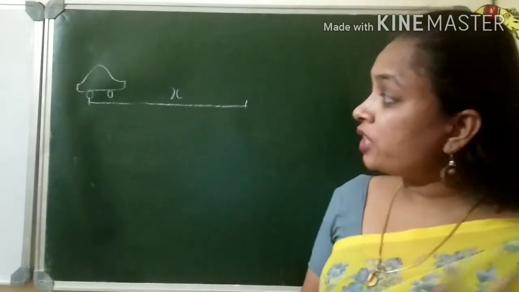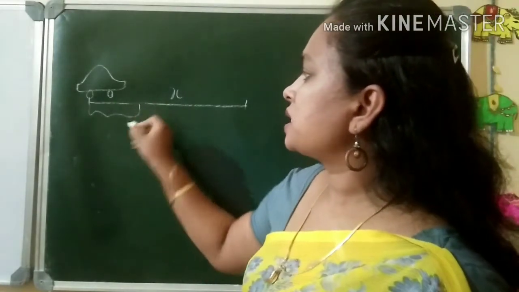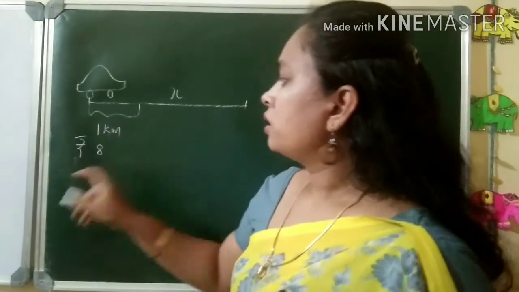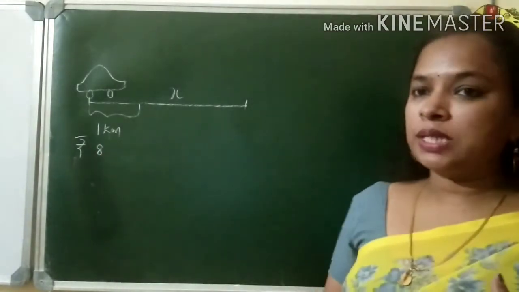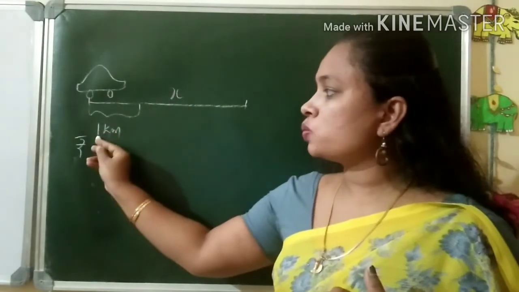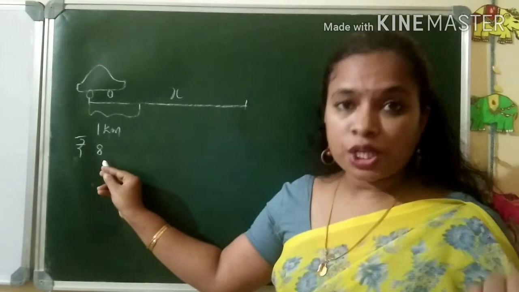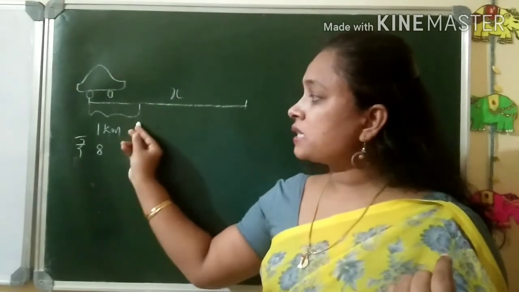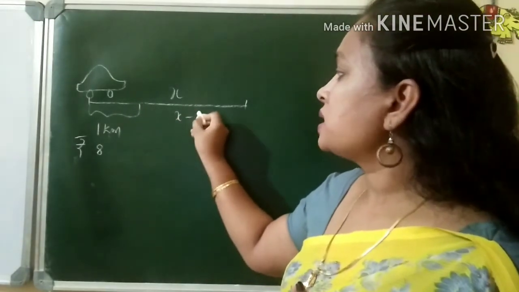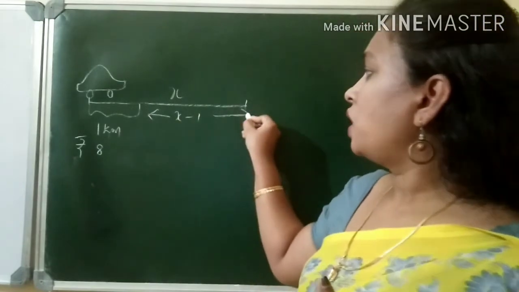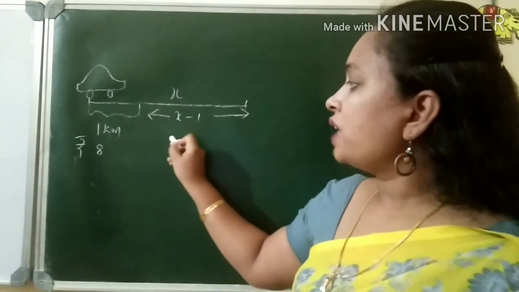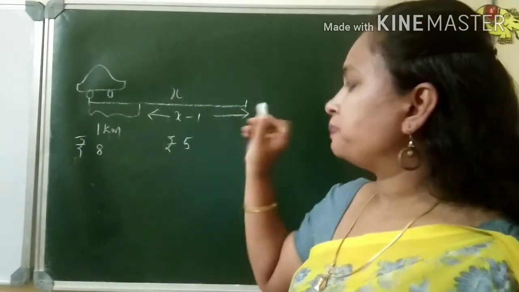Then they have given that for the first kilometer, the charge is 8 rupees. Now x is the total distance. Out of the total distance, 1 kilometer is covered and they are charging rupees 8. So out of x, if 1 kilometer is already covered, you are left with a distance of x minus 1, because you have already travelled 1 kilometer. Now they are charging rupees 5 for this.